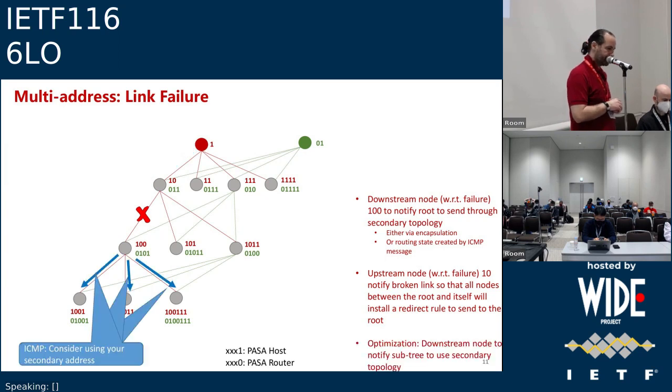Next. Now, as an optimization, 100 may consider signaling to all of his children to consider using directly your secondary addresses, because on the primary topology there is a link failure. But this could be optional, just to optimize things in a certain way. Next.